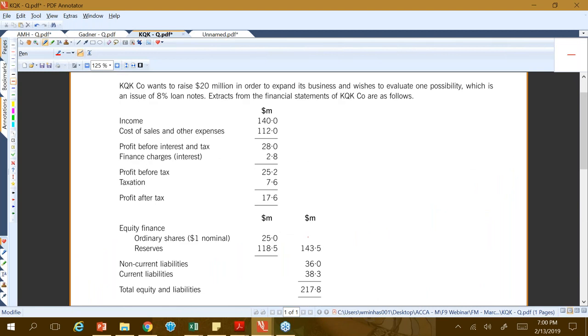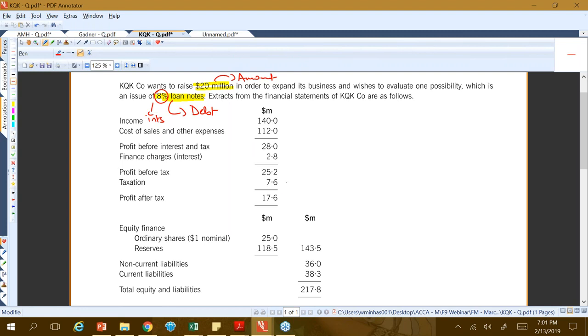So KQK wants to raise $20 million in order to expand the business. So this is the amount they want to raise, 20 million, and wishes to evaluate one possibility, which is an issue of 8% loan notes. That is the debt they are planning to raise, and 8% here is the interest. Extracts from the financial statement of KQK are as follows. So we have their income, cost of sales, profit before interest and tax, interest, tax, and profit after tax.